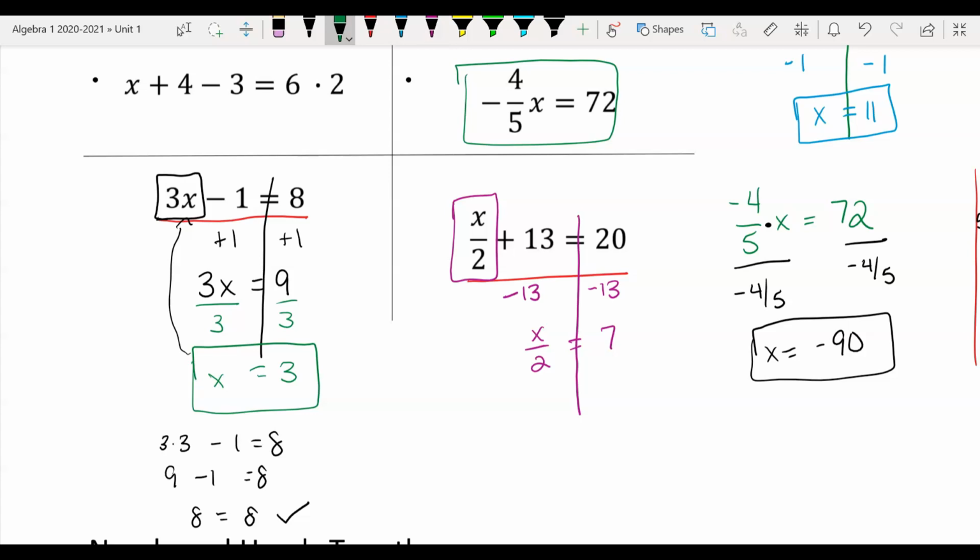Now, a fraction is division. Hence I said divided by 2, so I'm going to multiply by 2 on both sides. I got x equals 14. All right? And again, you can check those answers anytime you want. I would especially do this on a quiz or a test just to make sure I got it right.